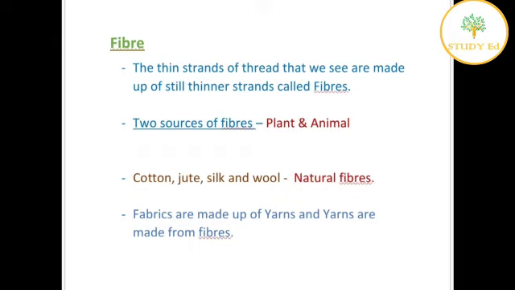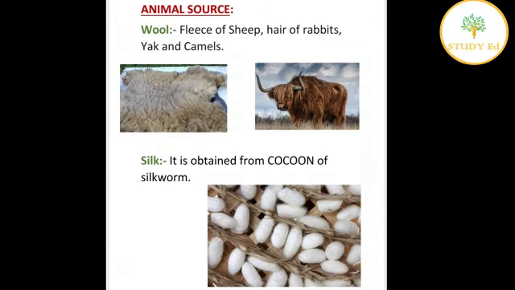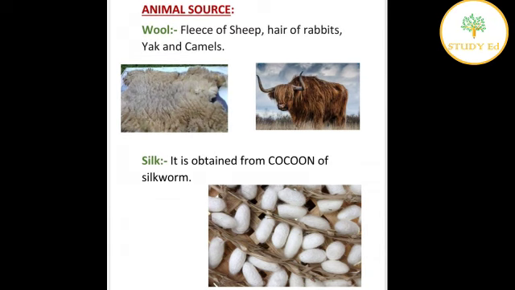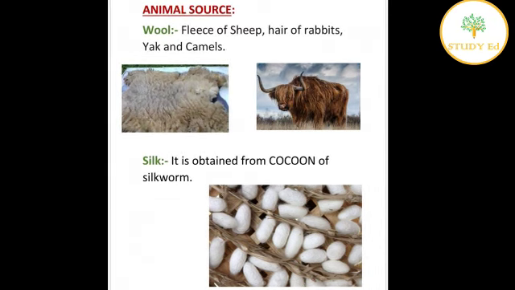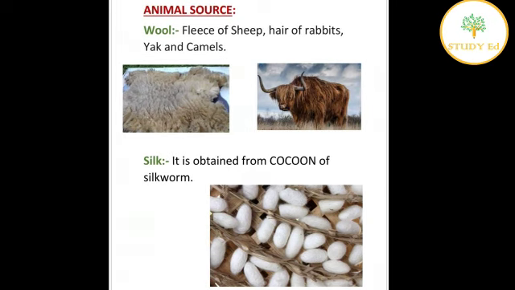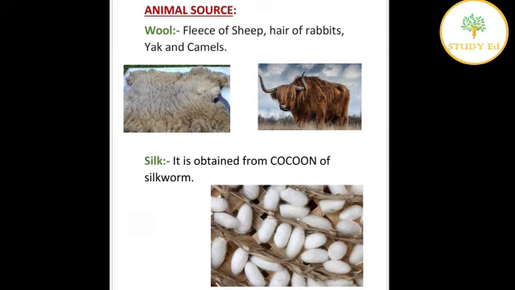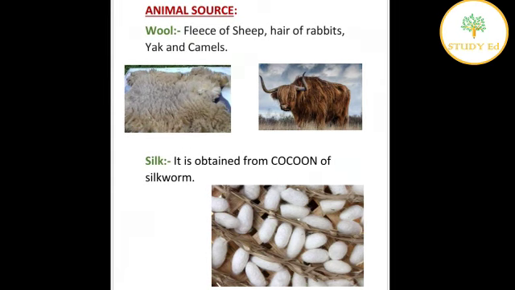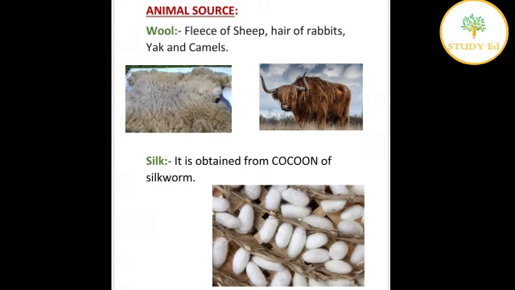There are two sources of fibers, plant and animal source. Let us see the examples. Cotton, jute, silk and wool are the examples, and they are also known as natural fibers because we get them from plants and animals. Now we know that a cloth or a fabric is made up of yarns, and yarns are made from fibers. Wool and silk are obtained from animals. Wool is obtained from the fleece of sheep or goat. It is also obtained from the hair of rabbits, yaks and camels, whereas silk is obtained from the silkworm, or it is drawn from the cocoon of the silkworm, as you can see here in the images.